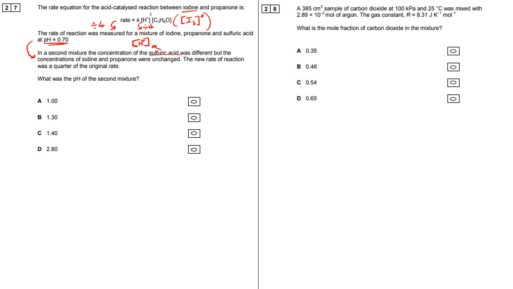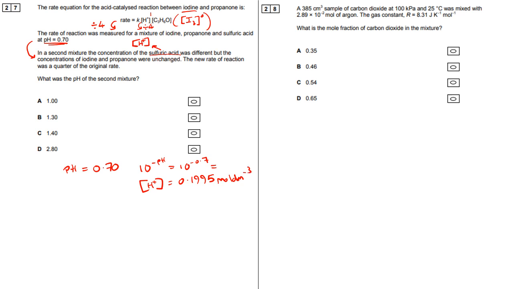So you're given the original pH. pH is 0.7. So what is the original hydrogen ion concentration? And hopefully you can remember how to work out the hydrogen ion concentration from the pH. 10 to the minus pH, or 10 to the minus 0.7, will give us the original hydrogen ion concentration. So our H+ concentration is 0.1995 moles per decimeter cubed.